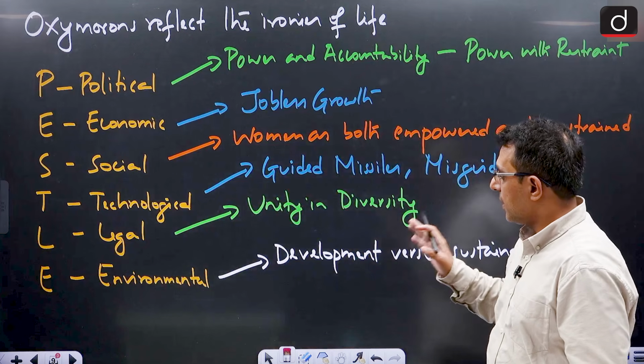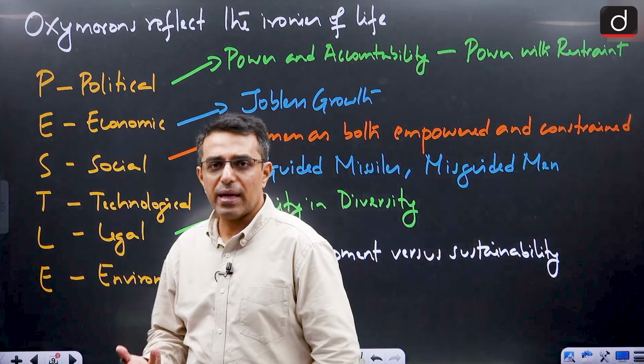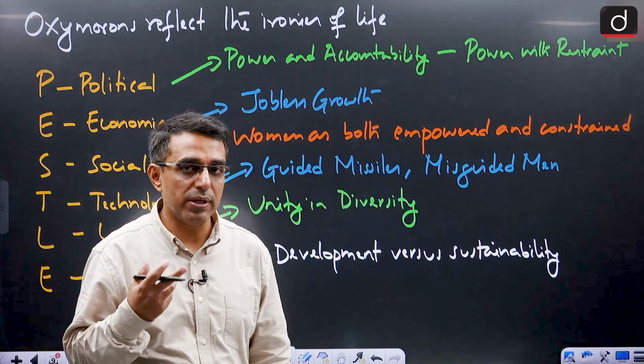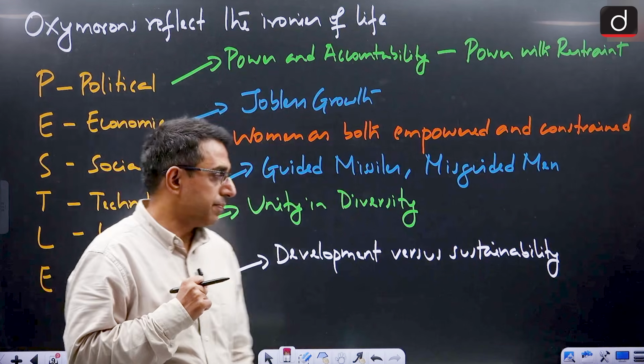Then we come to the legal dimension, where we can talk about unity in diversity, right? So it is not unity in uniformity, but there is unity in diversity. So that is again a kind of oxymoron.